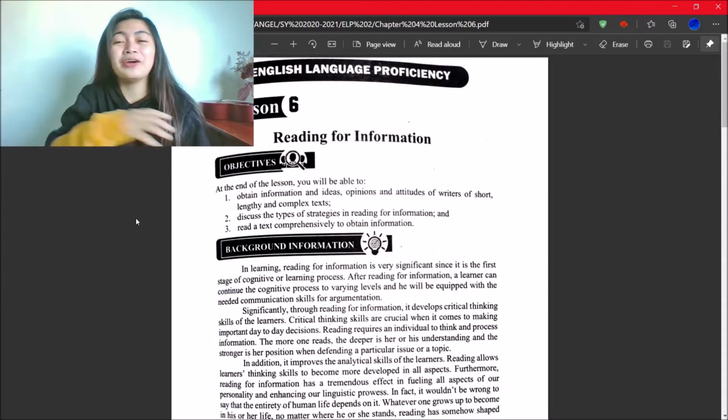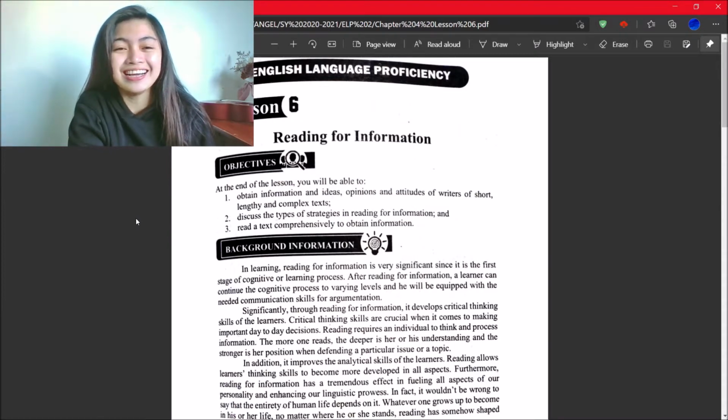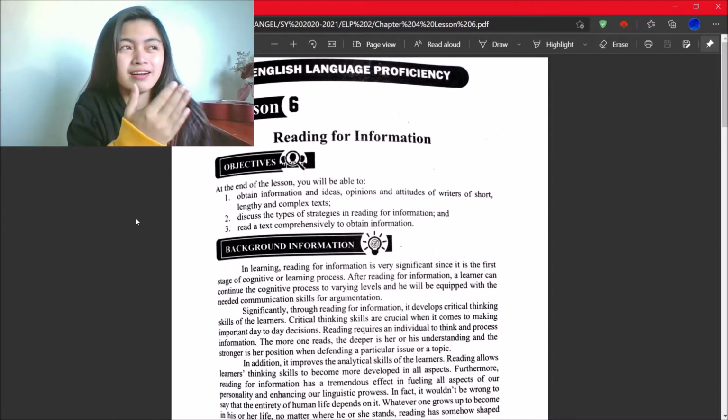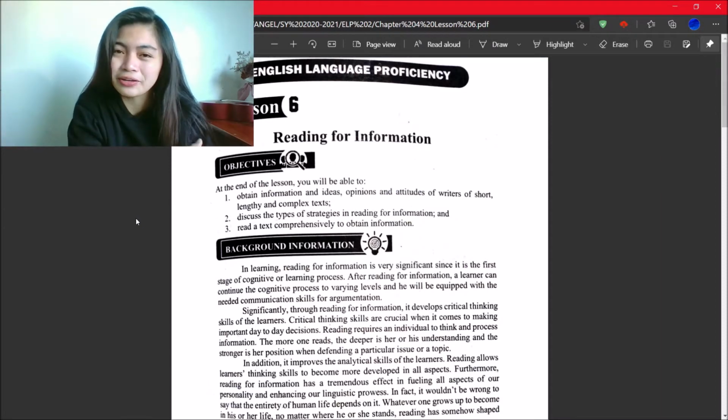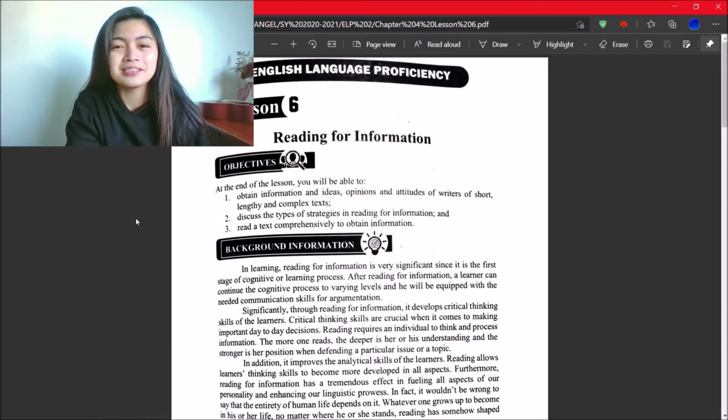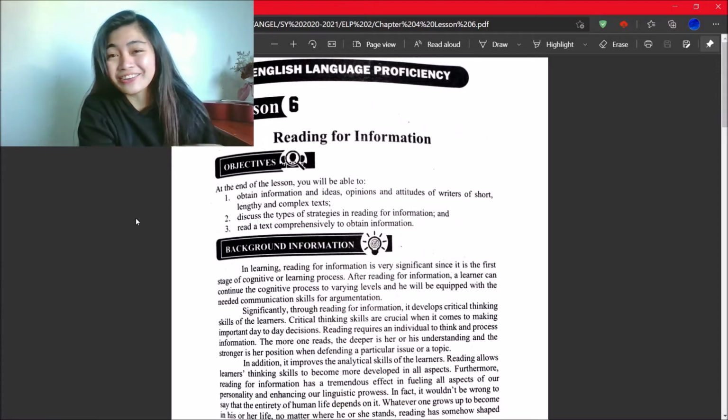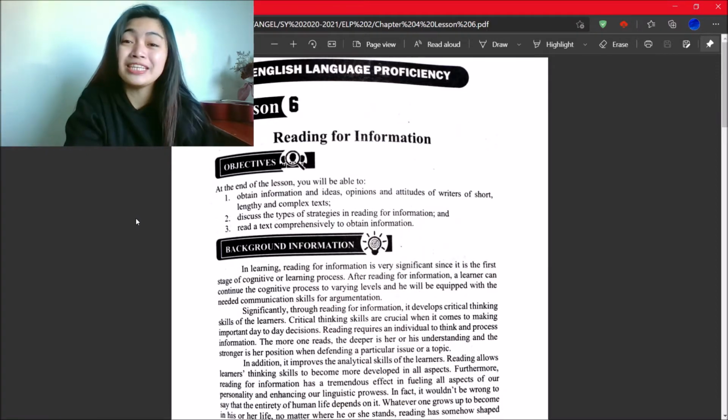Anyways, I hope you're all safe. Most of our topics naman in reading skills are very self-explanatory, but I want to touch on this topic since this topic is relevant to our times ngayon. So yeah, let's proceed na sa ating topic.